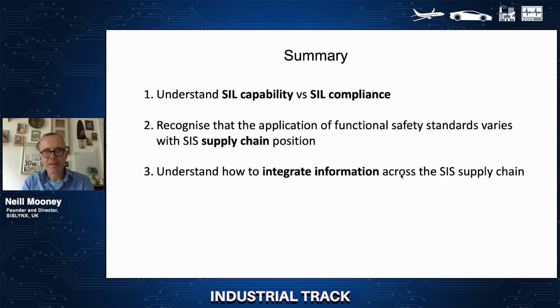The second point is that we've talked about the application of functional safety standards with SIS supply chain position, and it's clear that they're quite distinct, right? If you're talking about a specific supply chain location, you're applying a specific functional safety standard. You treat the risk assessments in a different way, and this is the reason that you have the idea about capability versus compliance again. And we've talked about the idea that you have to define information boundaries at the specific supply chain positions and think about how to integrate information across the SIS supply chain.